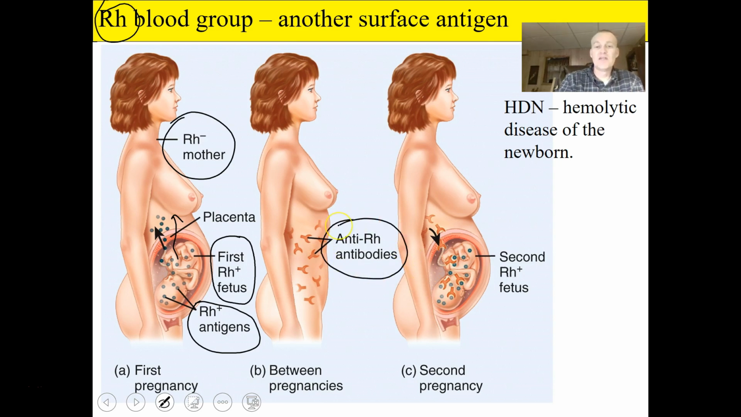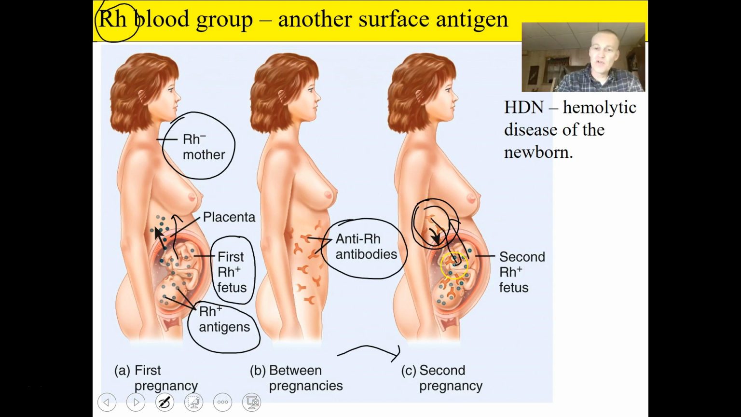Now, for the first pregnancy, it's not so bad, but unfortunately, because the Rh antigens go into the mom's bloodstream, she begins to produce antibodies to the Rh factor. So she's sensitized between the pregnancies. Second pregnancy, no bueno. What happens there is those antibodies, as the blood cells cross over from the second fetus, the antibody production is significantly ramped up.